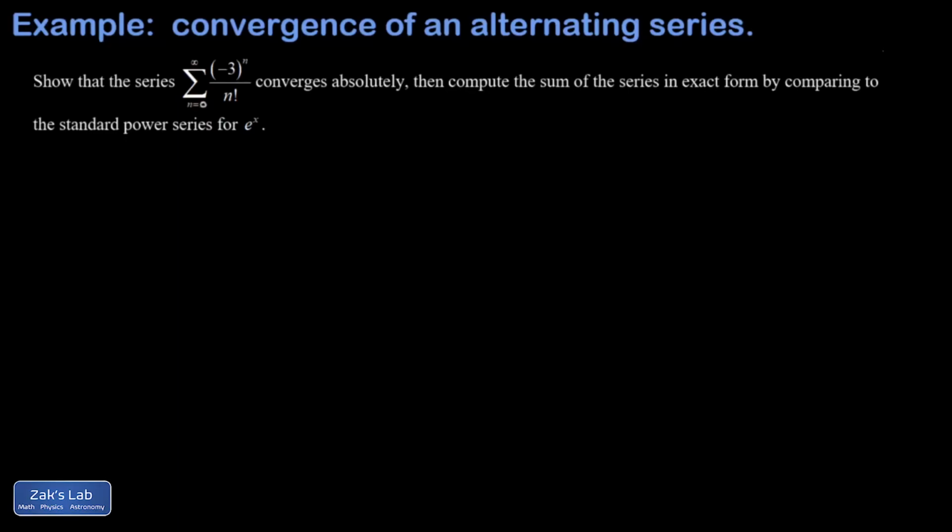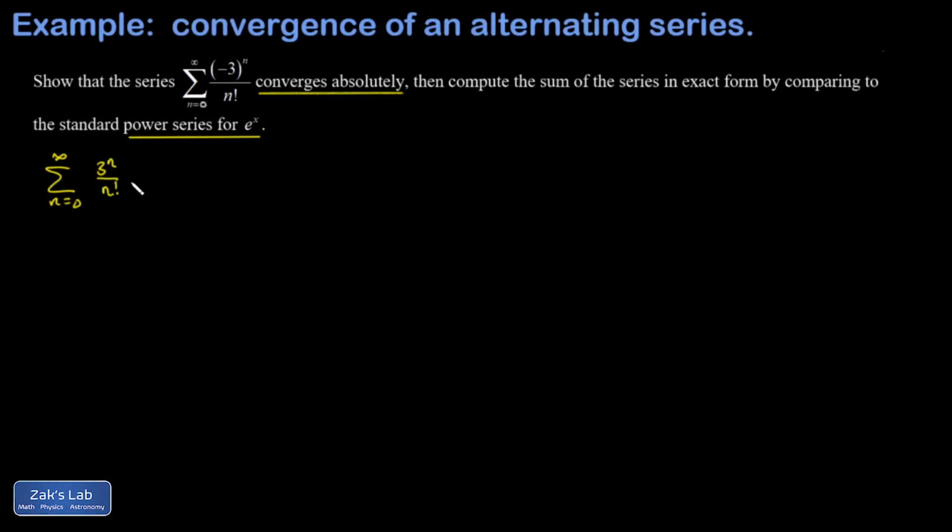In this video, we're asked to investigate the series n goes from 0 to infinity of negative 3 to the n over n factorial, and we're asked to show this converges absolutely. Then we're asked to actually compute the sum of the series in exact form by comparing to the standard power series for e to the x. So it's not often that we're actually able to compute the sum of a series explicitly, but this is one case where we can. So let's get started with that absolute convergence proof.